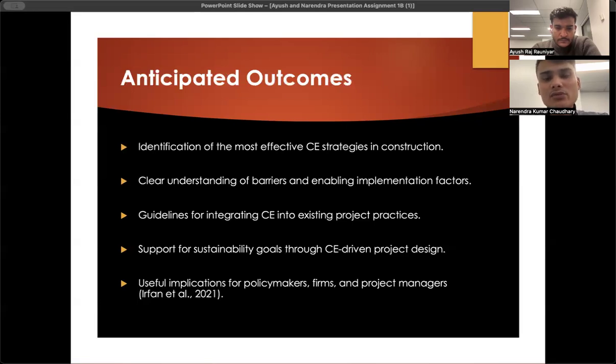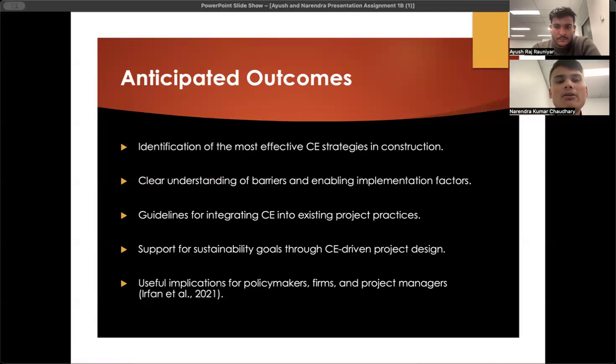These insights aim to support sustainability goals and provide clear guidance for policymakers, construction firms, and managers: how to utilize materials, and how to recycle and reuse materials, and how to handle dumping of materials from construction sites to the landfill phase and land dumping sites.